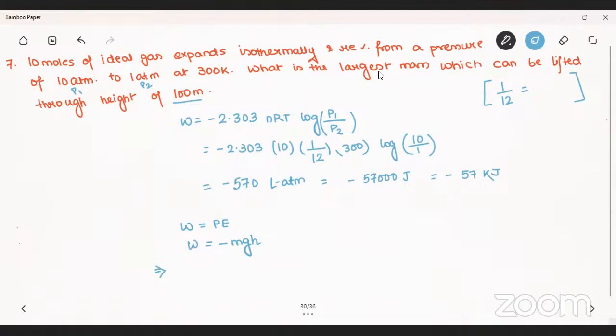Whatever you are getting here, maybe I have done the calculation wrong. Minus 57,000, I am writing in joules, is equal to m, which you need to calculate, into g. What is g? g is 9.8, and the height is 100. So for your NEET, consider g as 10. For 10 and 100, the 3 zeros will go. Minus minus cancels out, so m will be in kg. Okay, 57 kg, or whatever you are getting.